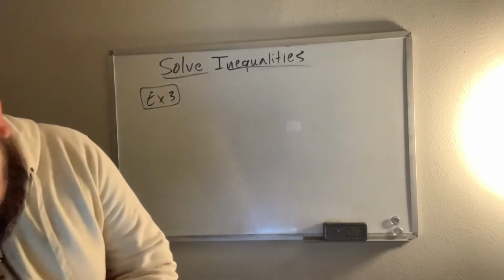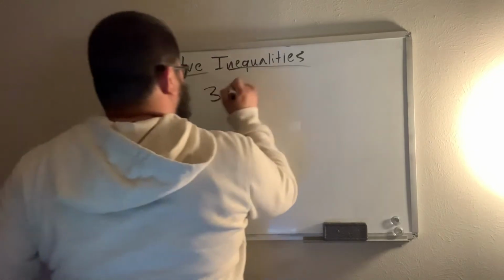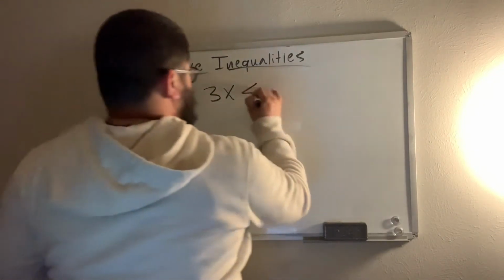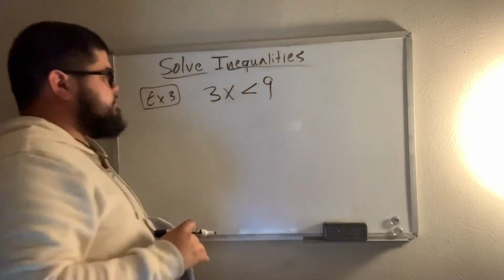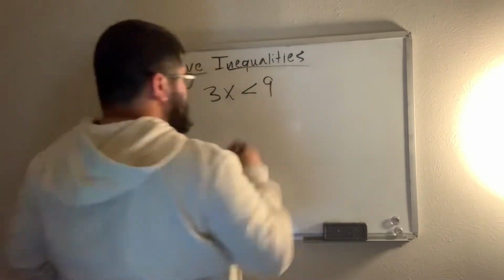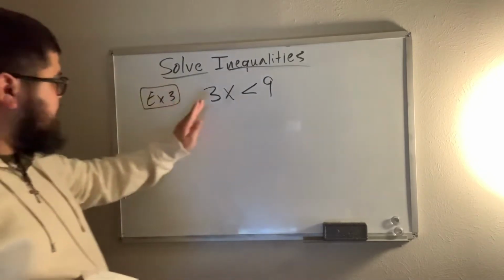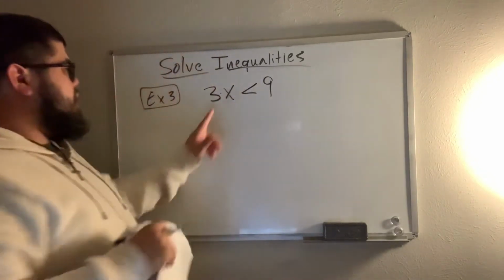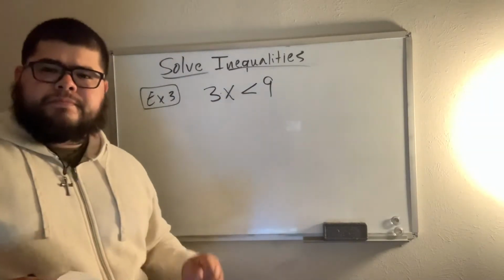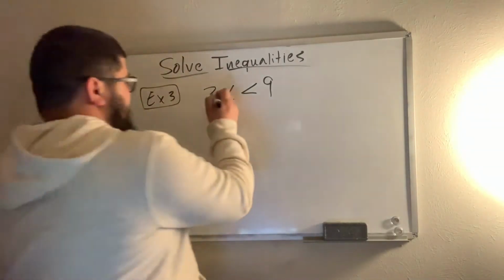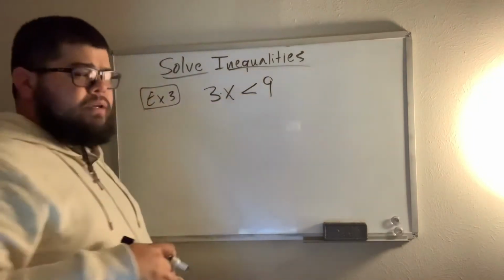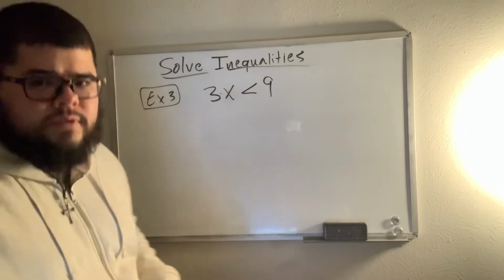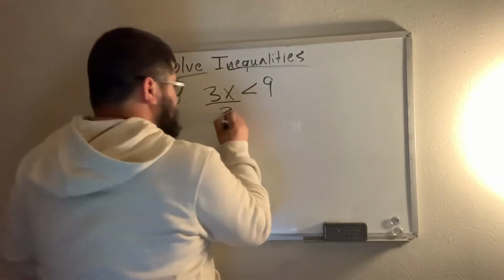We have 3x less than 9. Now, remember, when there's a number right next to a variable, there's a dot here. What does that dot represent? Multiplication, right? Now, x is being multiplied by 3. What's the opposite of multiplying by 3? Dividing by 3, right? So we're going to divide the left side by 3.